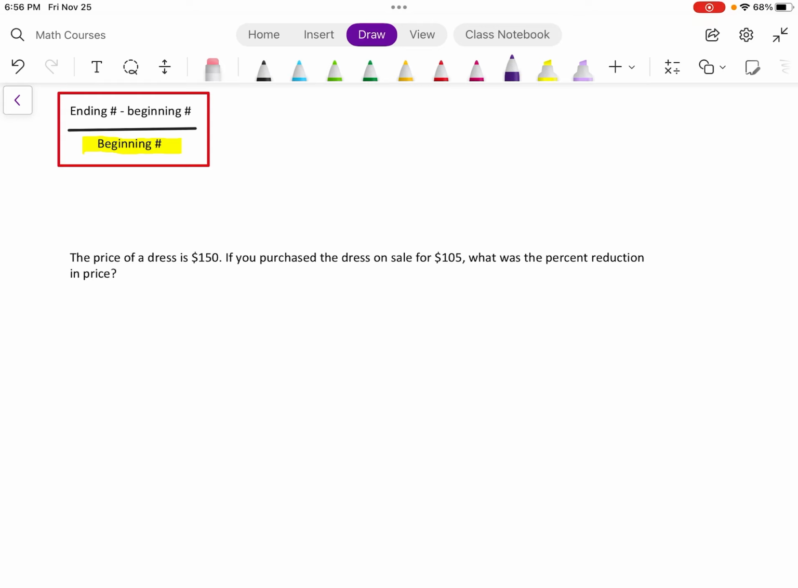So our original amount of the dress was $150. So that's the beginning amount. When we applied the percent reduction, we got $105. So that's our ending amount.